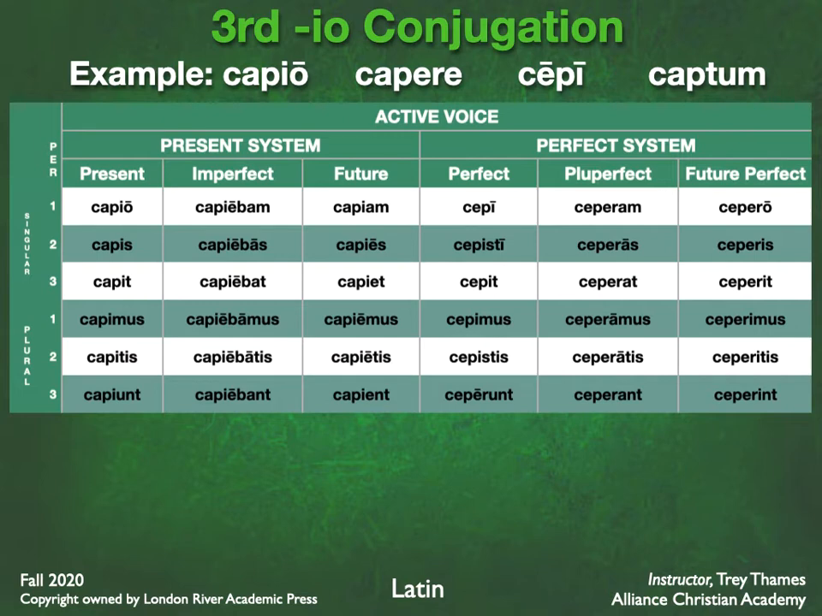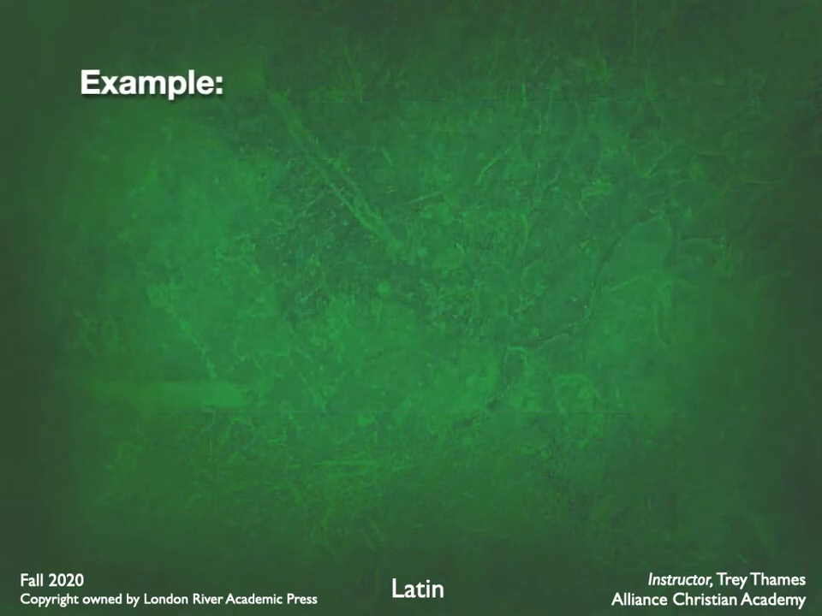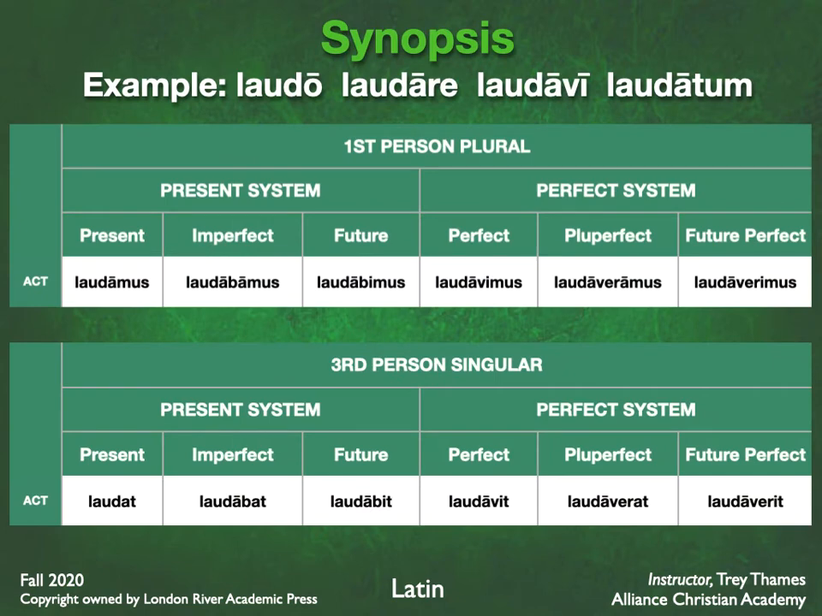That's a lot easier to do, a lot quicker to do, but it shows me you know how to form these. If I asked you to give me a first person plural synopsis, you would give me capimus, capiebamus, capiemus, cepimus, ceperamus, ceperimus. So that's essentially what this synopsis is. I ask you to give me one specific one. You give me that specific form. There's the example for first plural, and then below that I give you the example of third person singular. Laudat, laudabat, laudabit, laudavit, laudaverat, laudaverit.